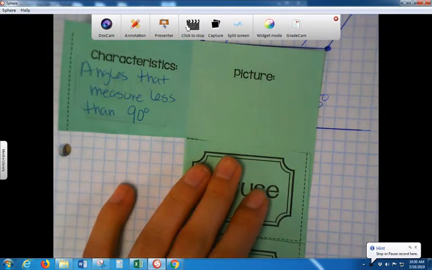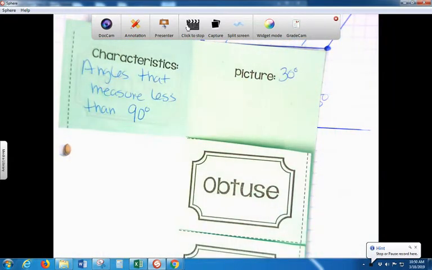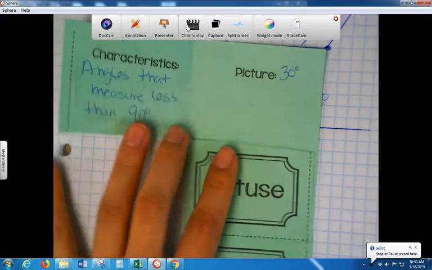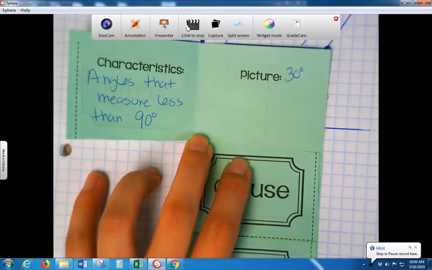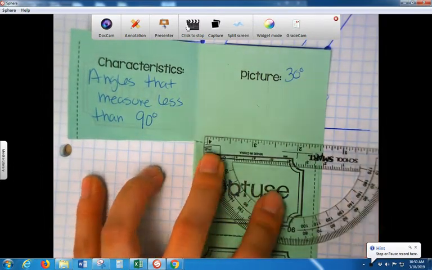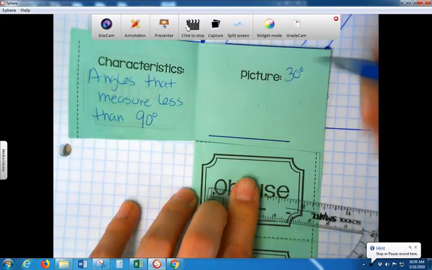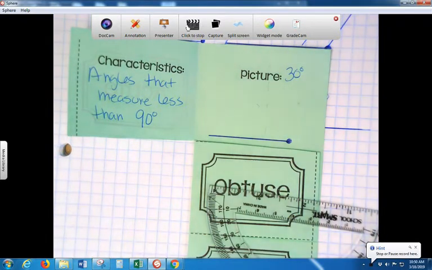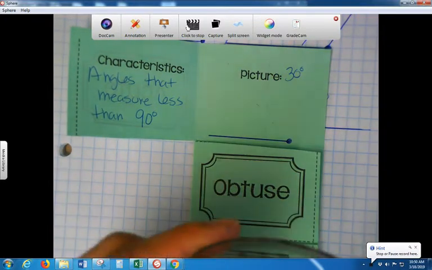Picture. I want you to draw a 30-degree angle. See if you can start it before I do it. Measure 30 degrees. It doesn't matter which side you do it. It doesn't have to be 2 inches. I start off with 2 inches so it has a nice, perfect straight line, but it's okay if it's not.